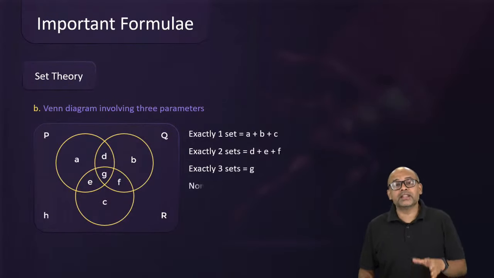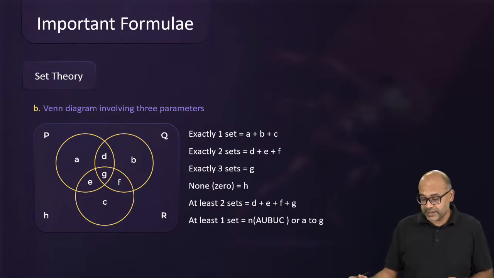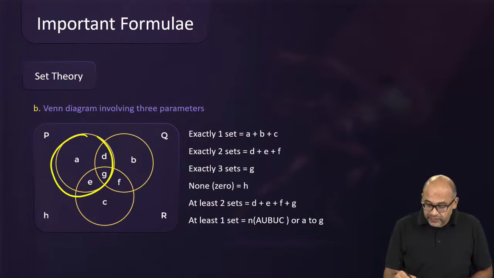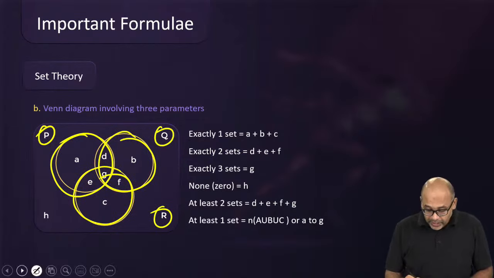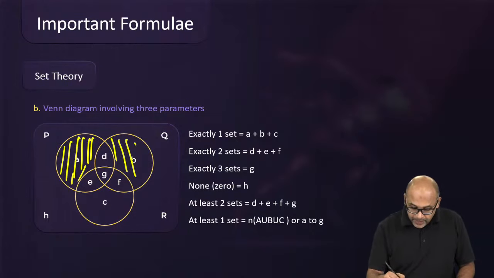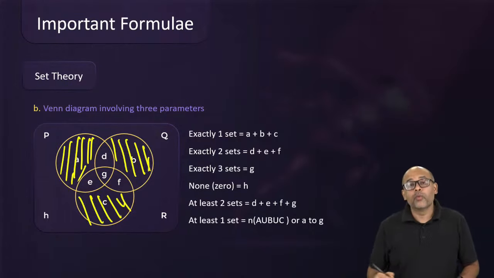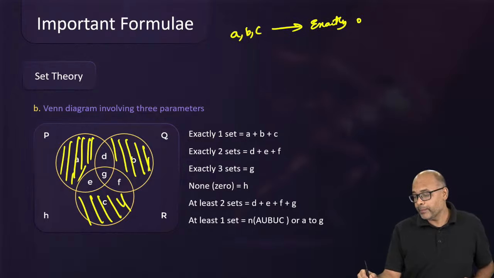Then we are talking about things where there are three parameters, three circles. Once again, the logic remains the same. This is a circle representing P, this is a circle representing Q, and this is a circle representing R. Now, if you look at the shaded region, what does it represent? The shaded region right now represents exactly one parameter.